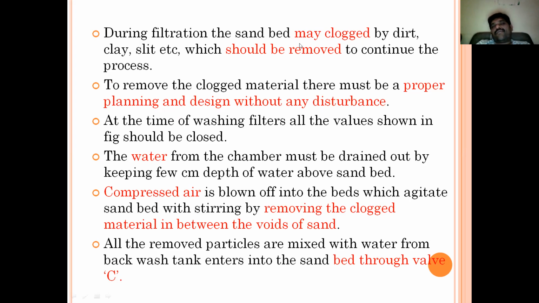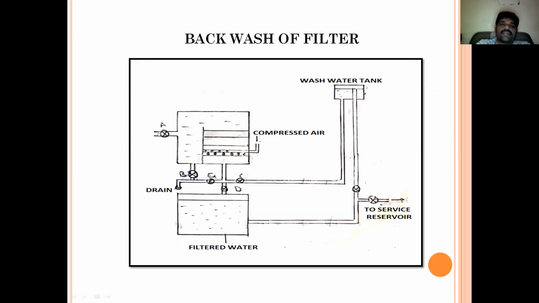What is the third point? I just discussed the first point. Why will the voids be clogged? Because of the dirt, clay, silt, or any organic material present in the water, and that should be removed. Then only the process will continue. And while we are removing those substances from the voids, we must have proper planning and design without any disturbance to the plant. Before we start this backwash, all the valves must be closed.